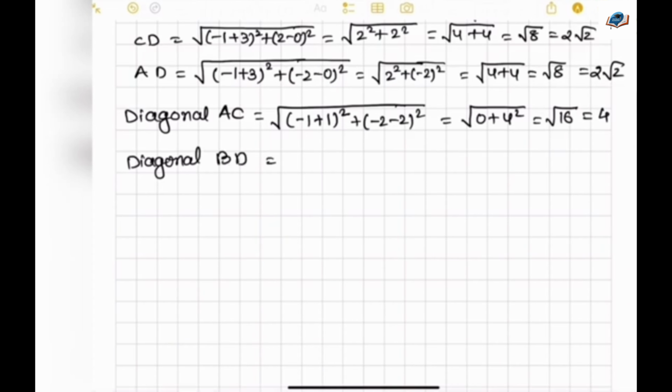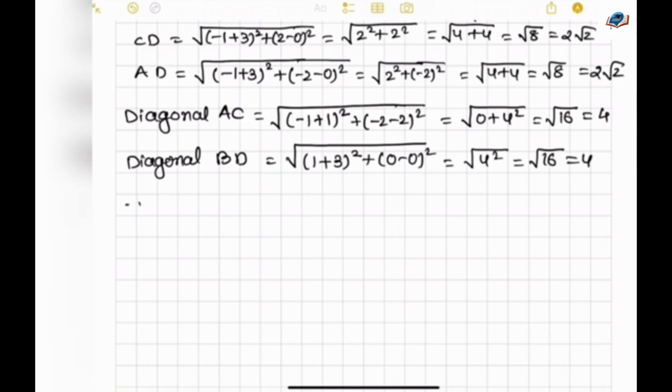Diagonal BD will be root of (1 minus of minus 3), so (1 plus 3) whole square, plus (0 minus 0) whole square. So that will be 4 square. So root 16, that is also 4. Therefore, AB equal to BC equal to CD equal to AD.